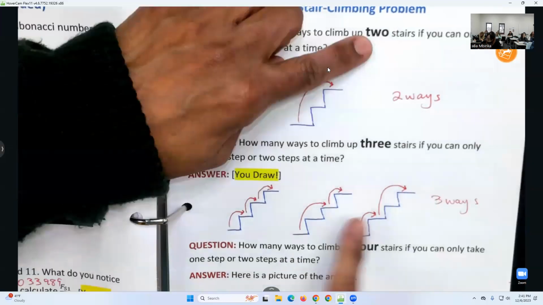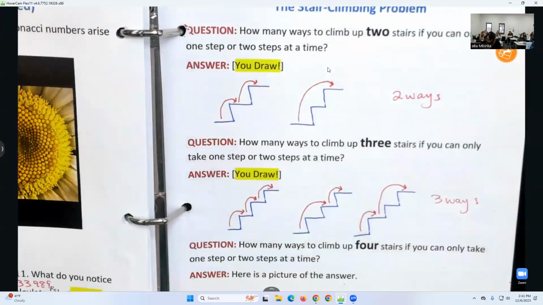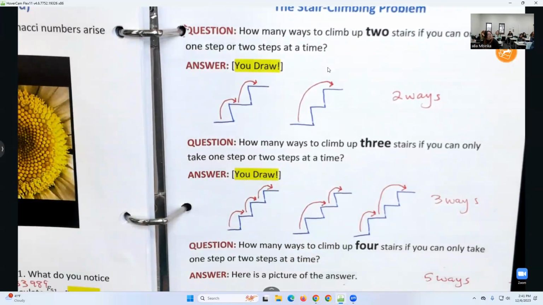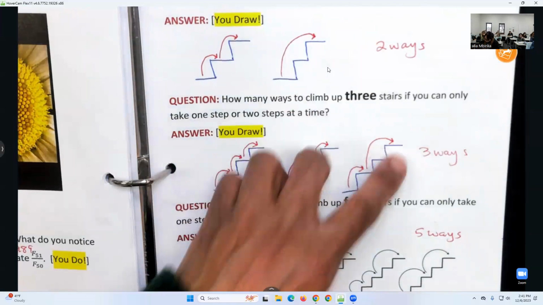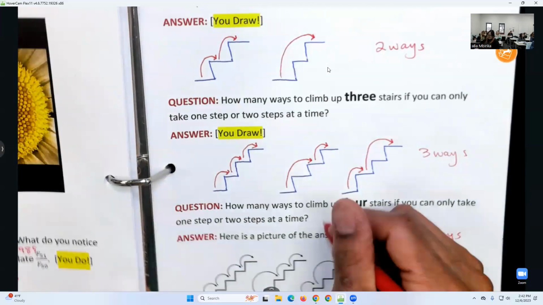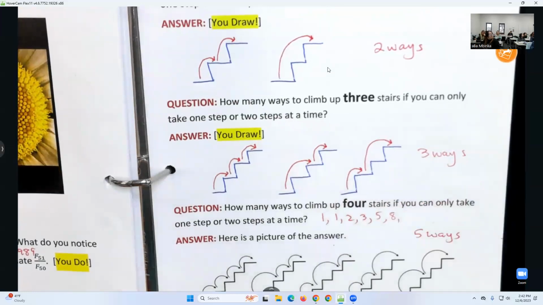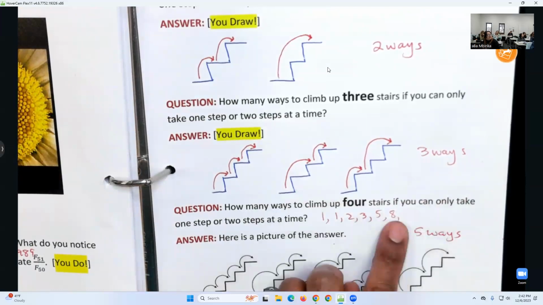So if there are two stairs, there are two ways. If there are three stairs, there are three ways. If there are four stairs, there are five ways. You would expect the number to be 4. But why isn't it? This pattern is weird: 2, 3, and then 5? Or is it weird? Fibonacci! Yes, Fibonacci skips 4. Remember? 1, 1, 2, 3, 5, 8. So we can imagine if there are 5 stairs, there are probably 8 ways, the next number.